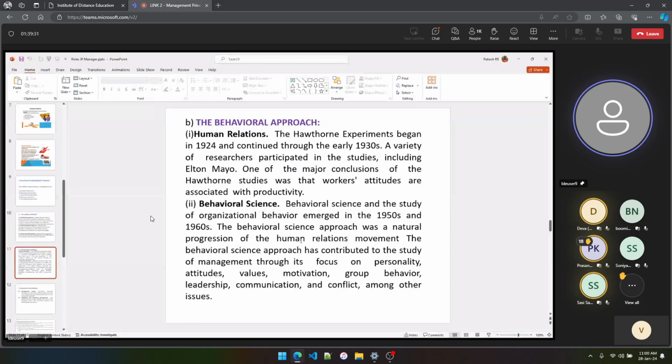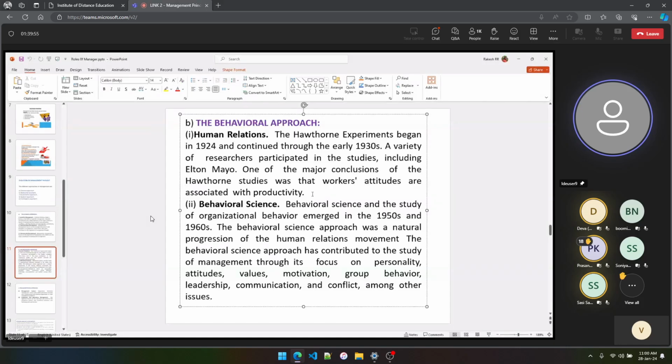Human relation. Hawthorne experiment began in 1924 and continued through the early 1930s. A variety of researchers participated in the studies, including Elton Mayo. One of the major conclusions of the Hawthorne studies was that workers' attitudes are associated with productivity. This can be an important question: Hawthorne experiment. Possibly, I haven't ever seen that, but it is one of the important concepts if you want to really know the human aspect of any management.